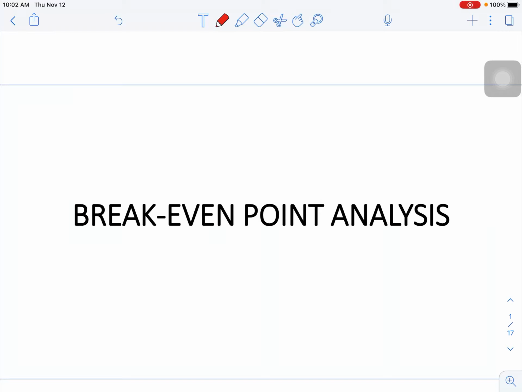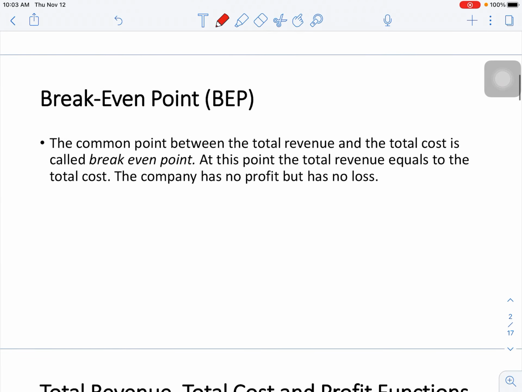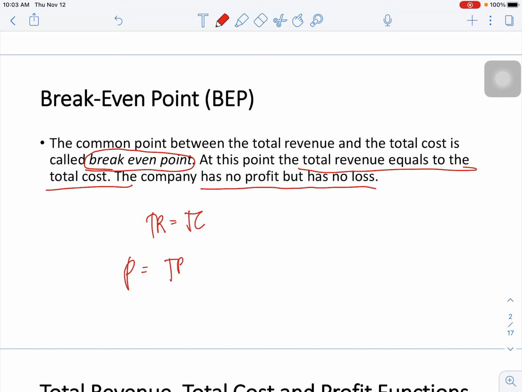Good morning. The topic that I'm going to discuss today is the break-even point analysis. The common point between the total revenue and the total cost is called the break-even point. At this point, the total revenue equals the total cost. Here, the company has no profit but has no loss, since profit is equal to TR minus TC.